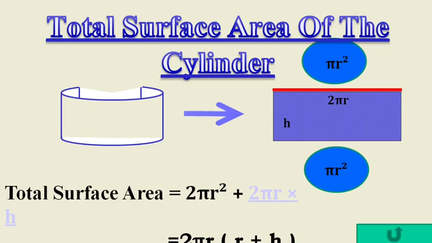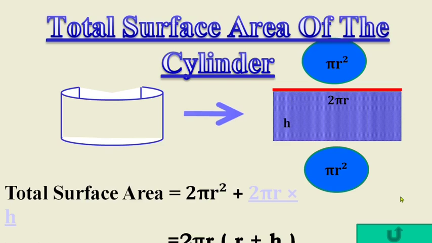Now, the total surface area of the cylinder is 2 pi r square plus 2 pi r into h. How did this 2 pi r square come? We know one circular surface is pi r square, the other circular surface is pi r square. So 1 pi r square plus 1 pi r square, total it is 2 pi r square, plus 2 pi r into h. This is the curved surface area. So the area of this curved surface is 2 pi r into h.